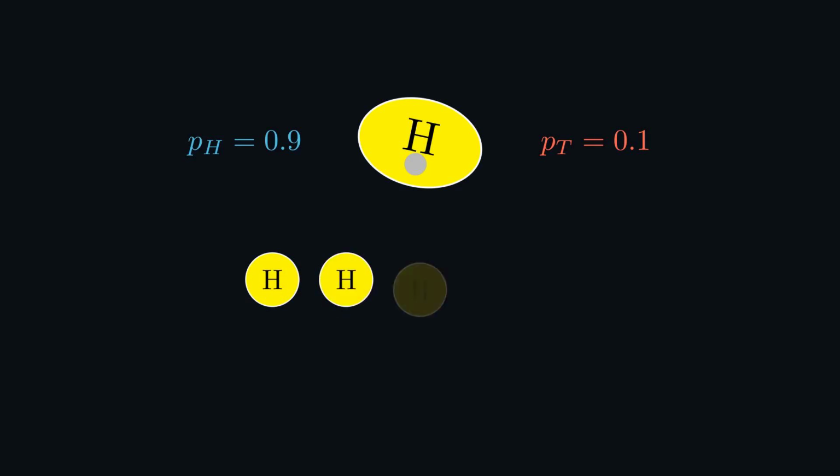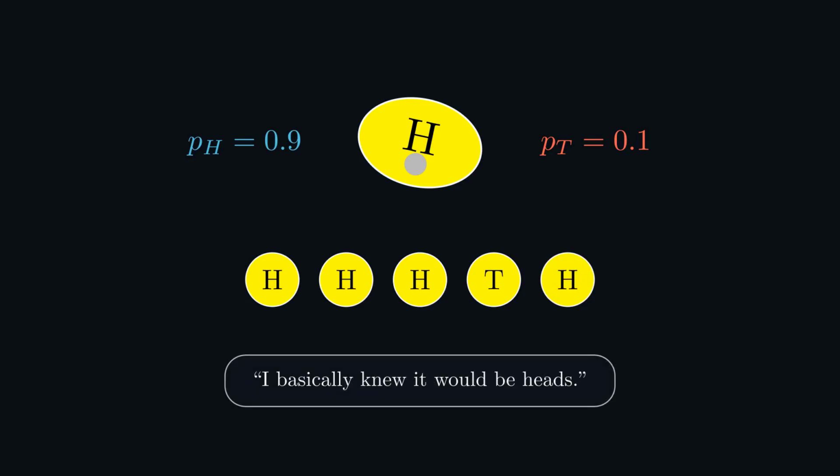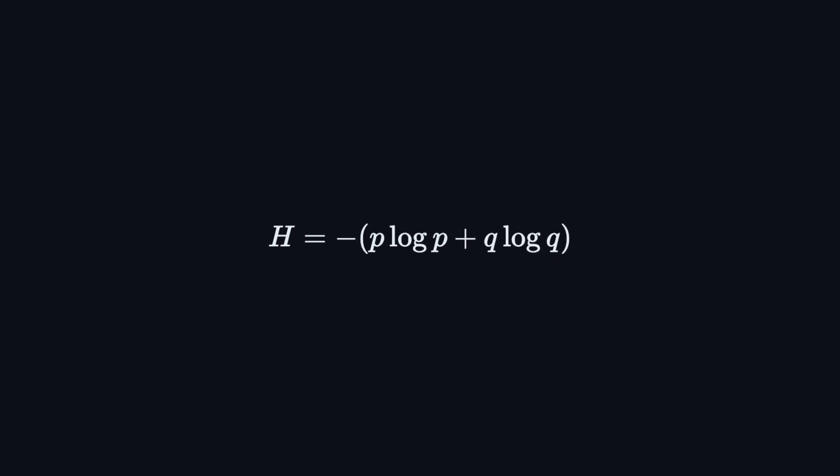Now bias the coin, 90% heads, 10% tails. Most flips are heads. Most flips carry almost no surprise. Only the rare tail tells us anything new. So the average surprise of this coin, averaged over many flips, must be less than 1 bit. For a 2-outcome coin with probabilities p and q, the average surprise has a name and a formula. H equals minus (p log p plus q log q). This is the binary entropy.